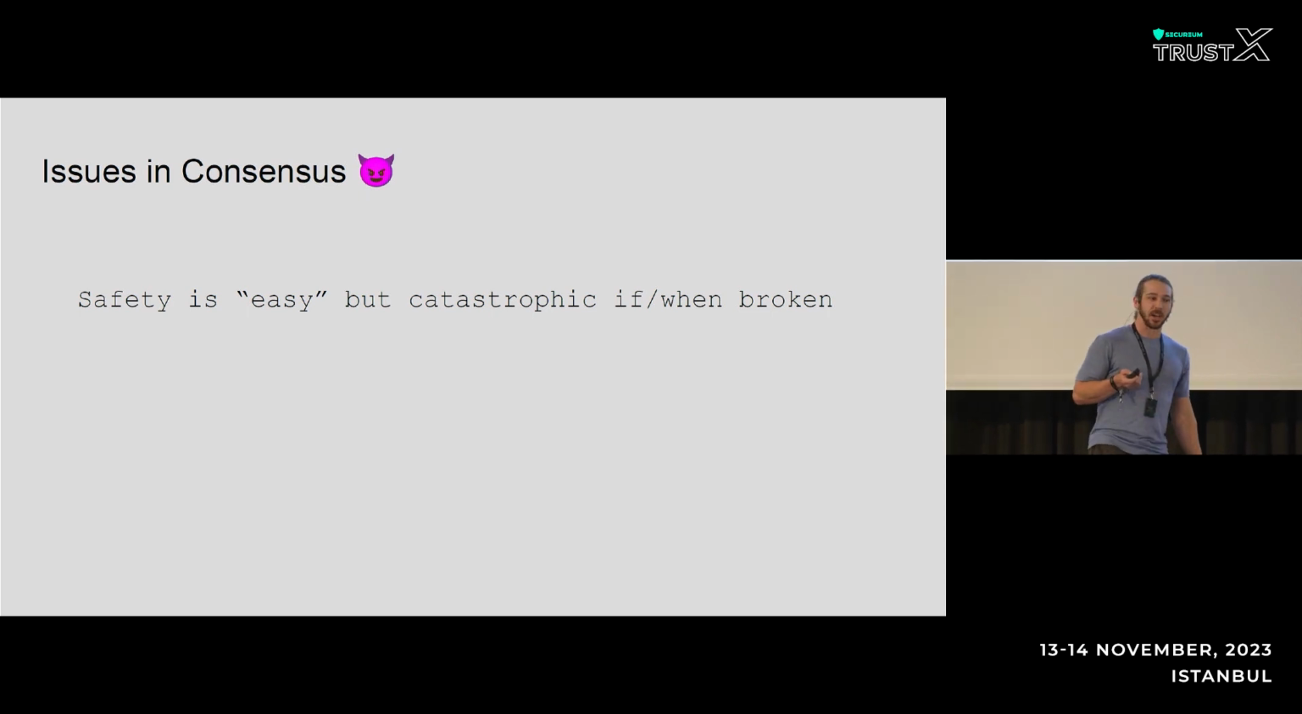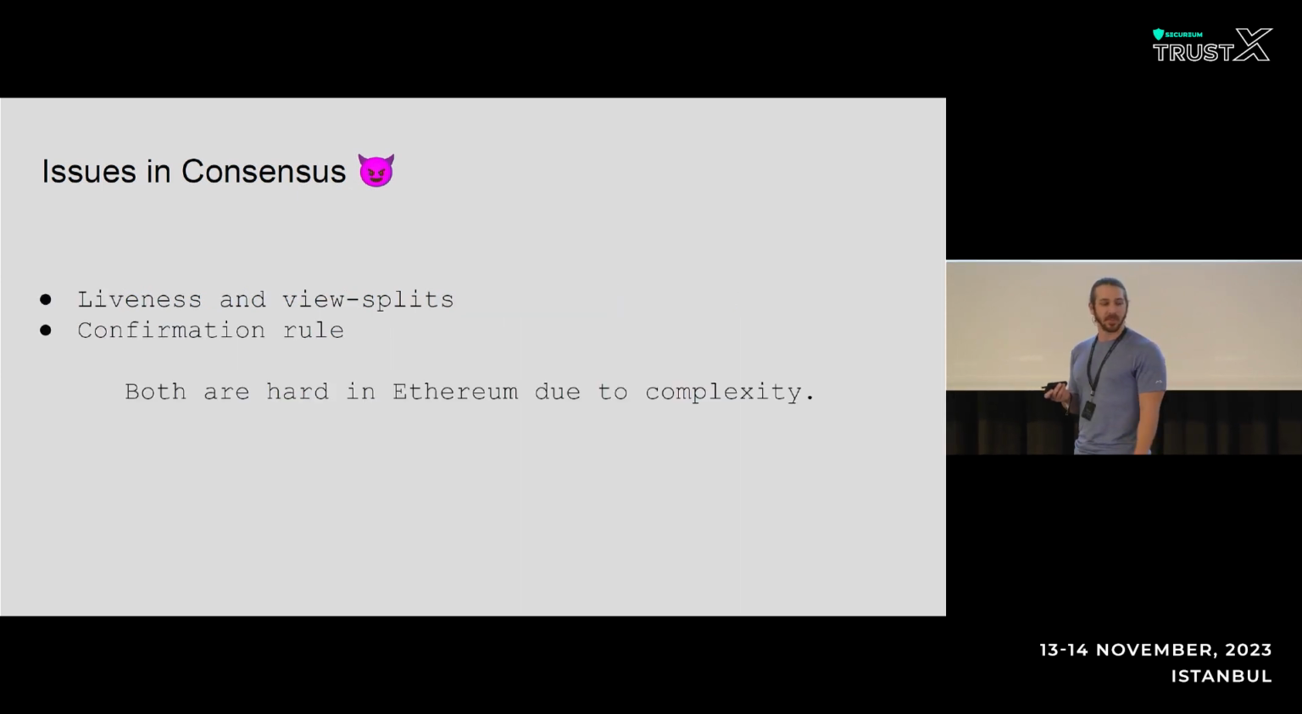Safety, at least from the consensus of Ethereum, has proven to be easy. It's not terribly difficult to have unions of people agreeing on chains and figure out finality, but it's certainly catastrophic if and when it's broken. That's when the slashing and other sorts of catastrophic things can happen. Liveness and view splits, and trying to figure out how to confirm things in front of finality, has proven to be much more difficult in Ethereum. And it's almost entirely because of decisions that we made due to complexity.